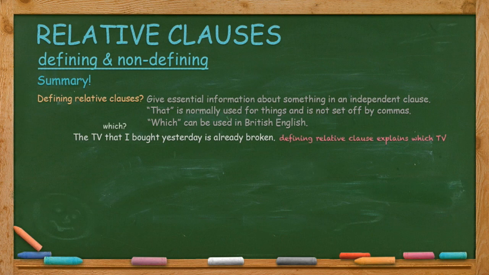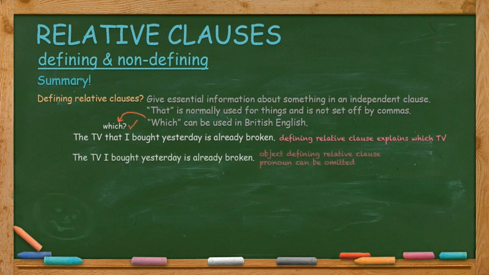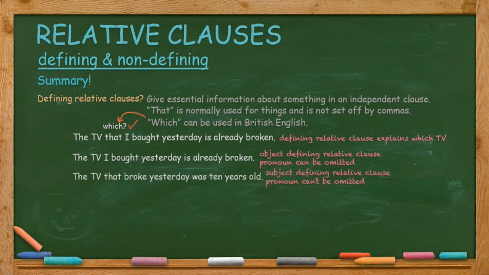Can you use which? The answer is yes in British English. You can also say the following. The TV I bought yesterday is already broken. In this object-defining relative clause, the pronoun can be omitted. In this sentence, however, the TV that broke yesterday was 10 years old. The pronoun cannot be omitted. This is because it's a subject-defining relative clause.